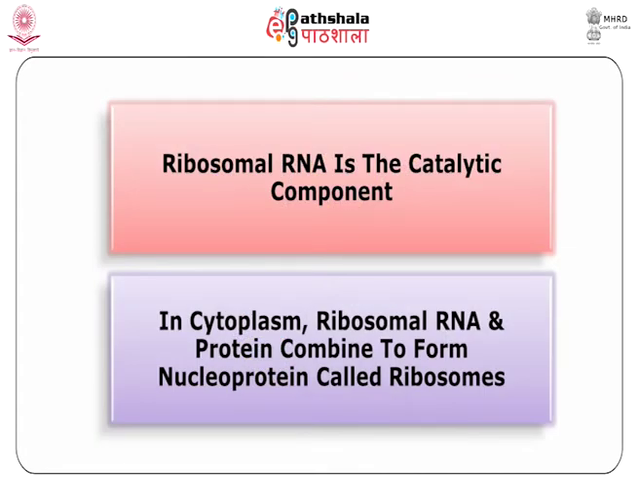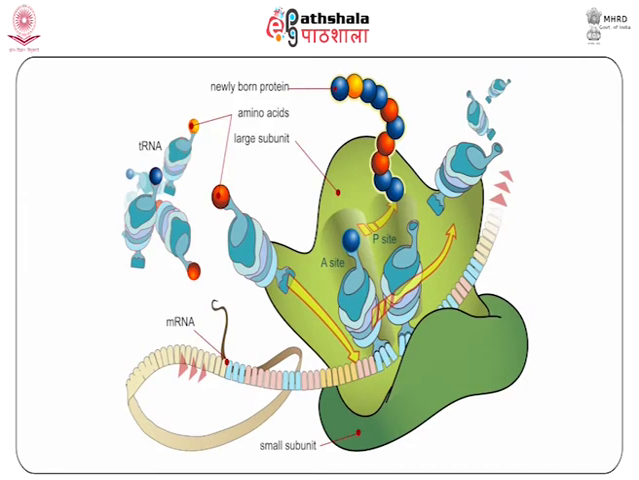rRNA, that is, ribosomal RNA, is the catalytic component of the ribosomes. In the cytoplasm, ribosomal RNA and protein combine to form a nucleoprotein called a ribosome. The ribosome binds mRNA and carries out protein synthesis. Several ribosomes may be attached to a single mRNA at any time. Nearly all the RNA found in a typical eukaryotic cell is rRNA.